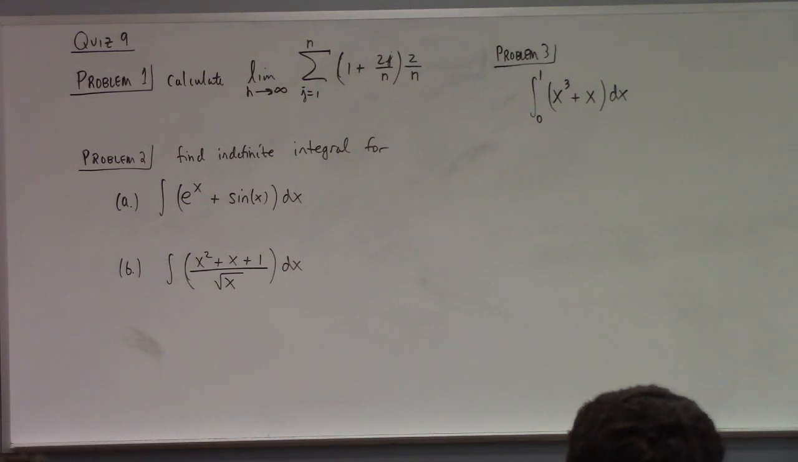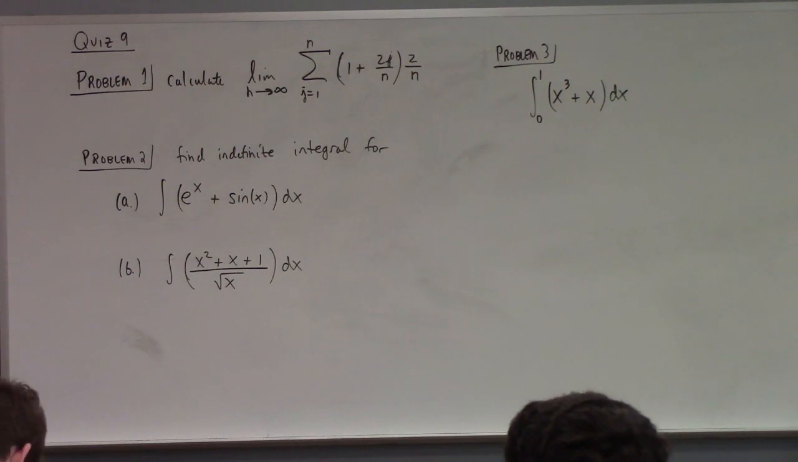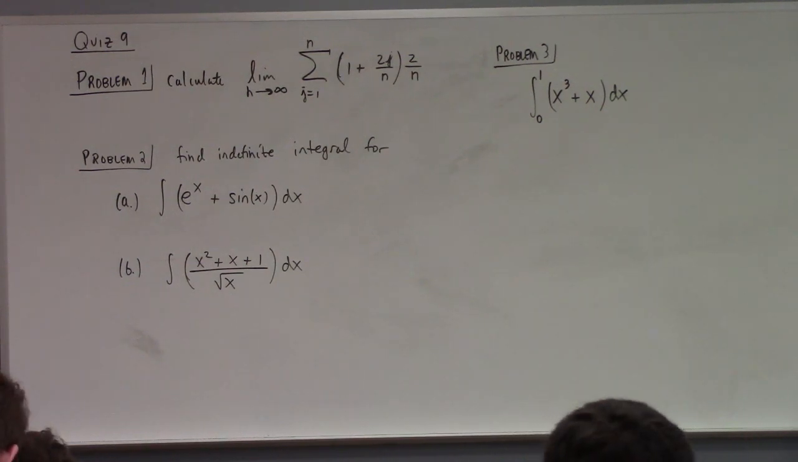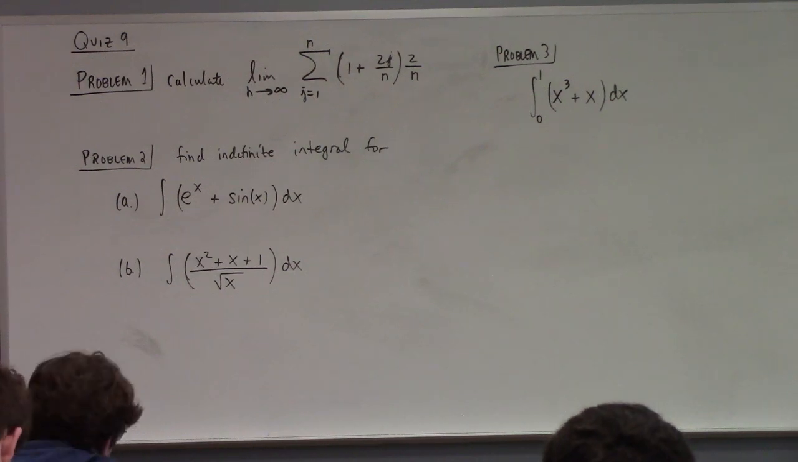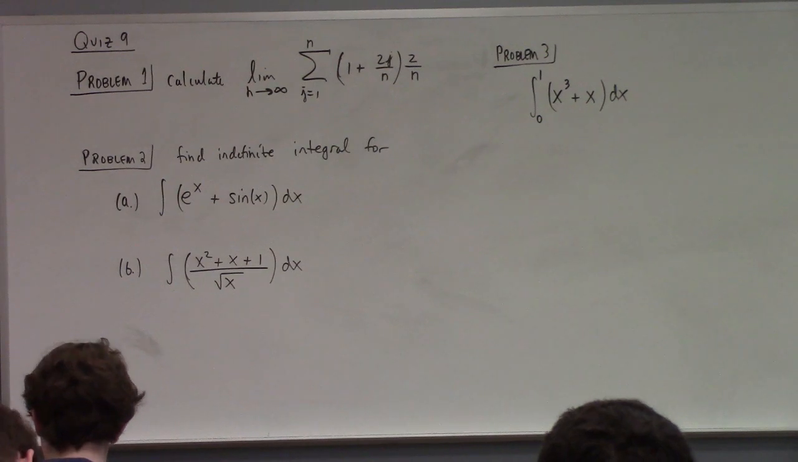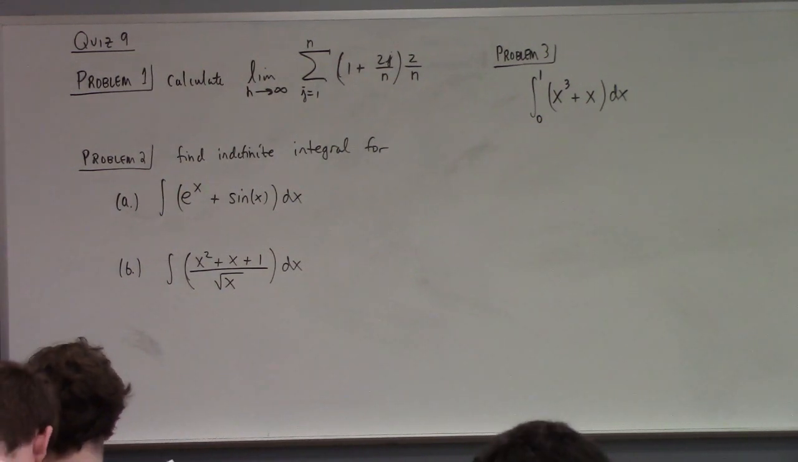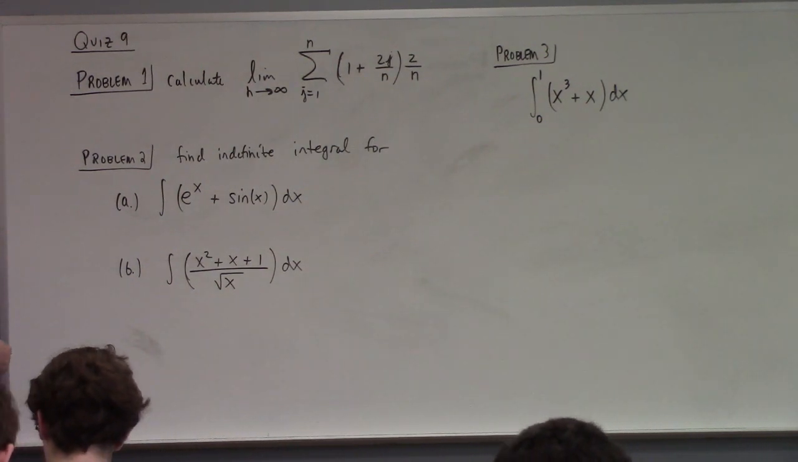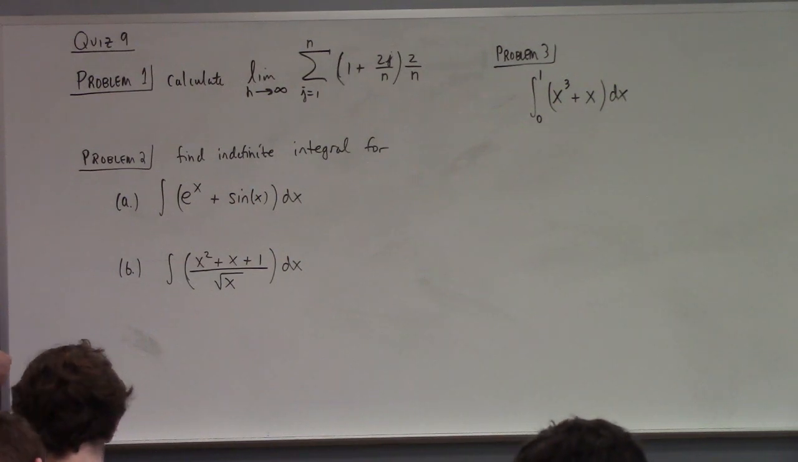And let's see here, 1, 2, 3, 4. Problem 1 is 30 points. Problem 2 is 60 points. Problem 3 is 30 points. So there's 120 points like usual. And 100 points is 100%. So just try to do your best.